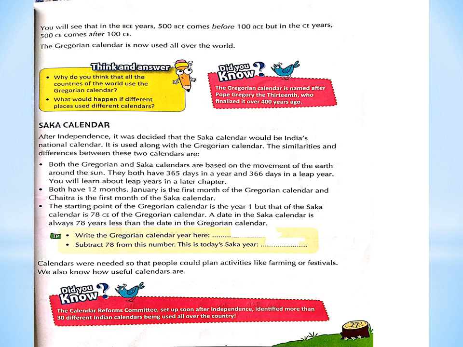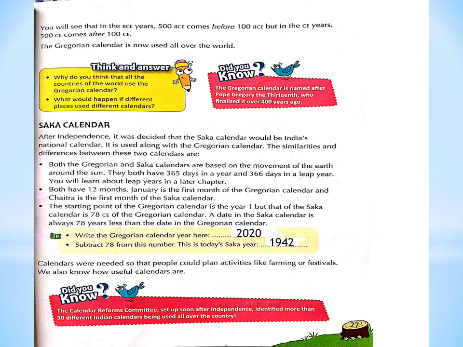Okay. Now what you will have to do? You will have to write the Gregorian calendar year here. What is the year in Gregorian calendar at present? It is 2020. Now you will subtract 78 from this number and you will get today's Saka year. So you will subtract 78 from 2020 and you will get the number 1942. So this is the Saka year at present.